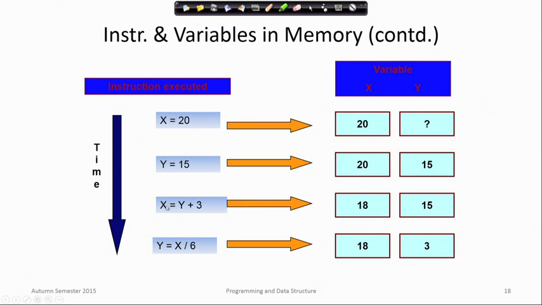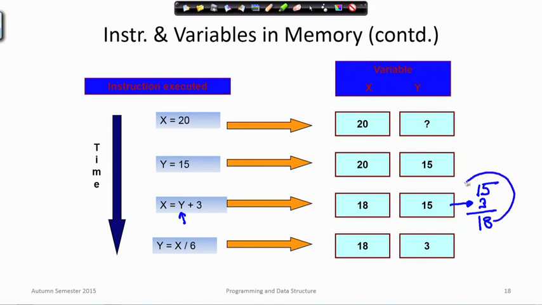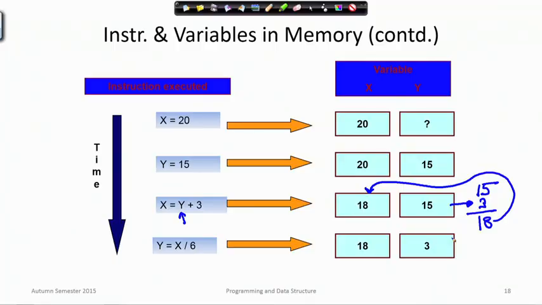When we do y plus 3 and assign it to x, that means we are reading the value of y, which is 15, and adding 3 to that, and we get 18, and that 18 is written into this location. This may appear to be very simple, but this way of looking at things will come in very handy during the later phases of programming.